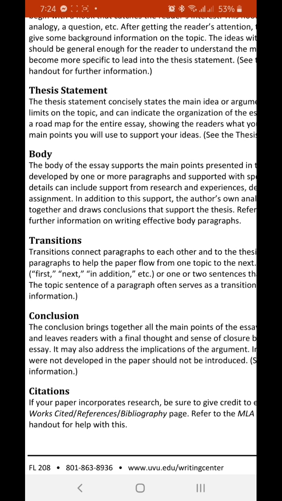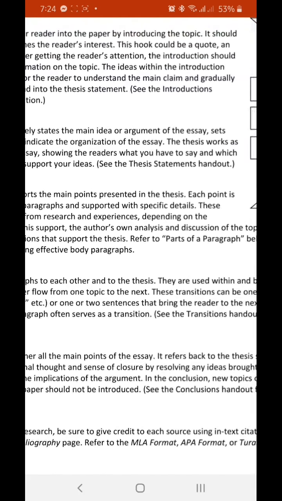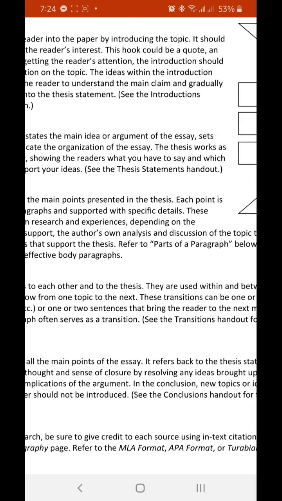कि कुछ sentences जो होते हैं ना, वो भी आपके एक पैराग्राफ को पिछले पैराग्राफ के साथ रिलेट करते हैं. So these may also be called the transitions. So the topic sentence of a paragraph often serves as a transition.